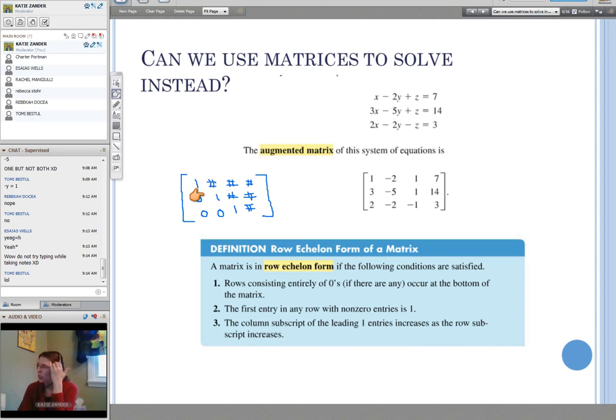Okay, any questions on what row echelon form actually is? So not how to find it, but what it looks like.